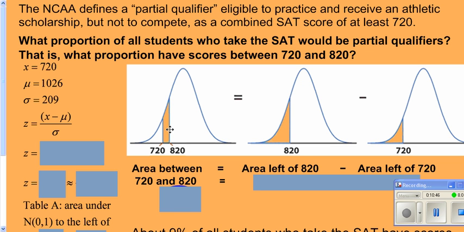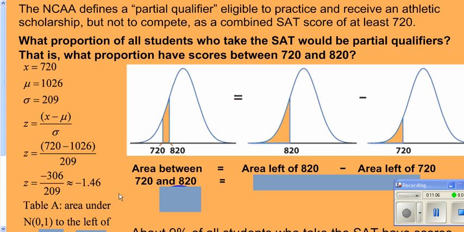So now let's figure out what's to the left over here. When we do that, we plug in our 720 for x, our mu being 1026, our standard deviation sigma being 209. We plug that into our formula, subtract the top, and go ahead and divide. We get a z-score of negative 1.46.